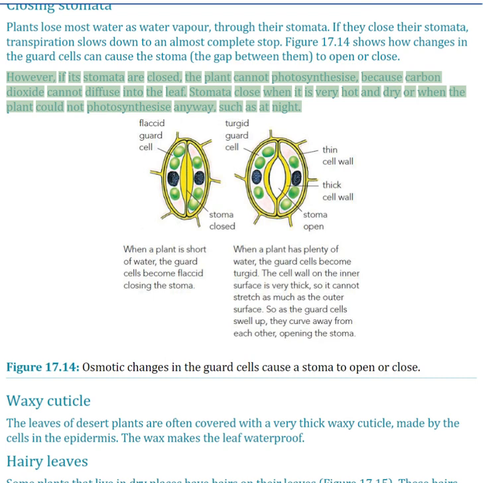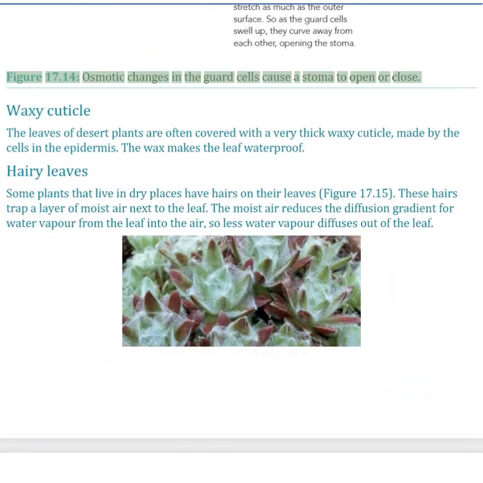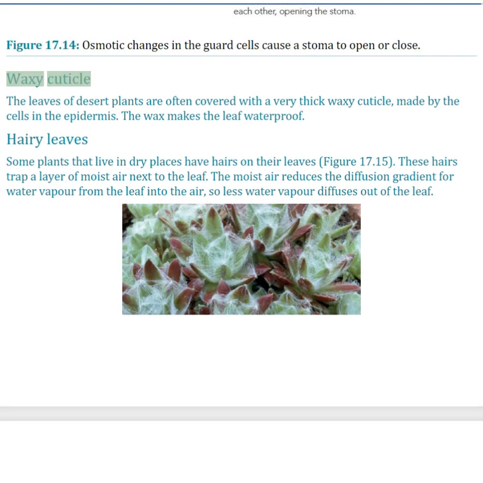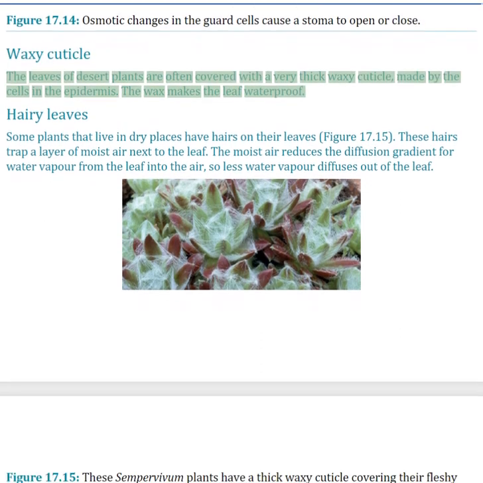Stomata close when it is very hot and dry, or when the plant could not photosynthesize anyway, such as at night. Figure 17.14: osmotic changes in the guard cells cause a stoma to open or close. Waxy cuticle. The leaves of desert plants are often covered with a very thick waxy cuticle made by the cells in the epidermis. The wax makes the leaf waterproof.